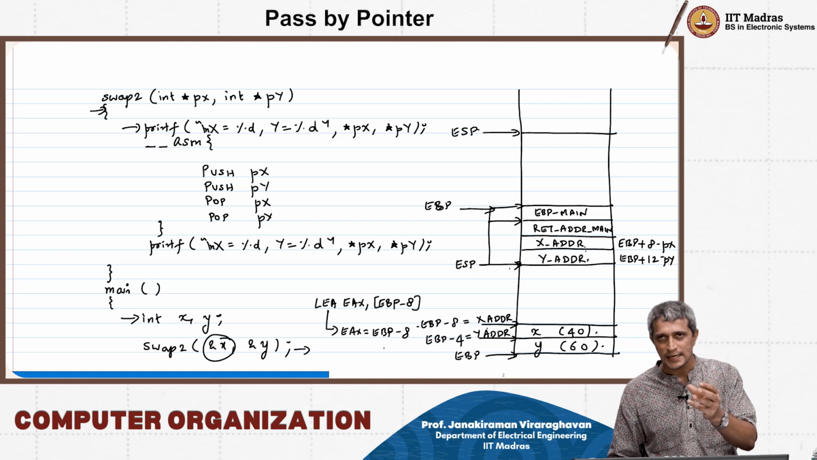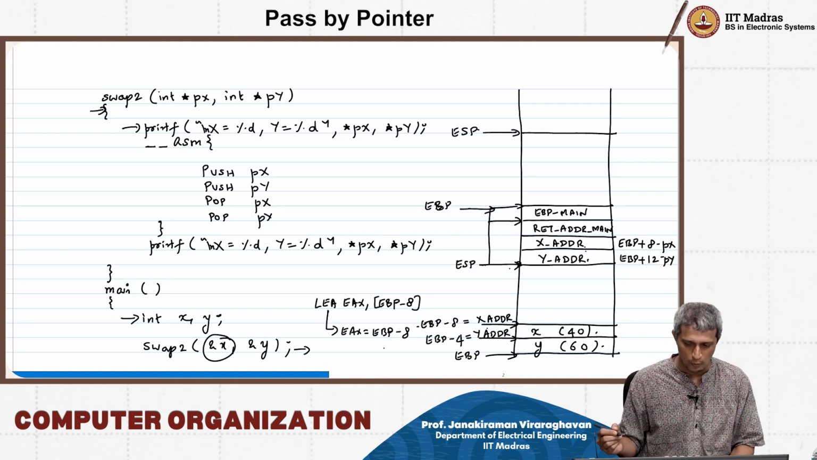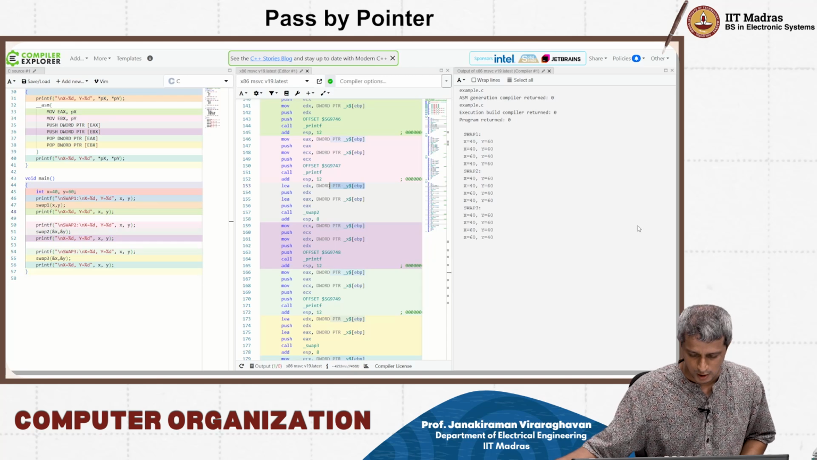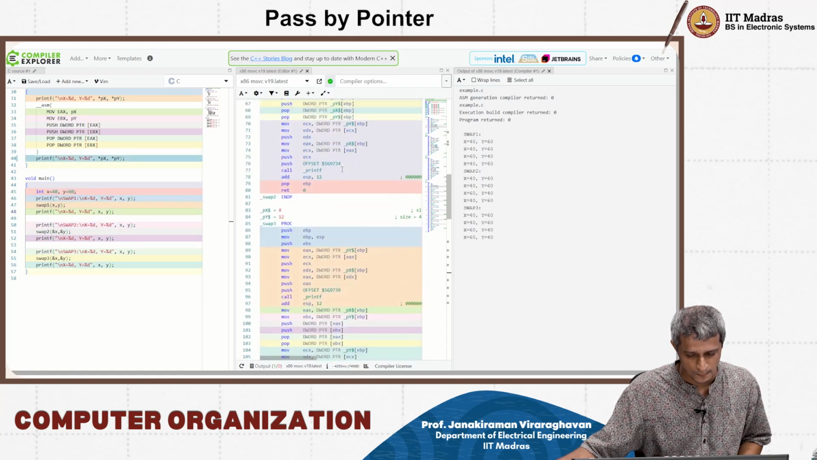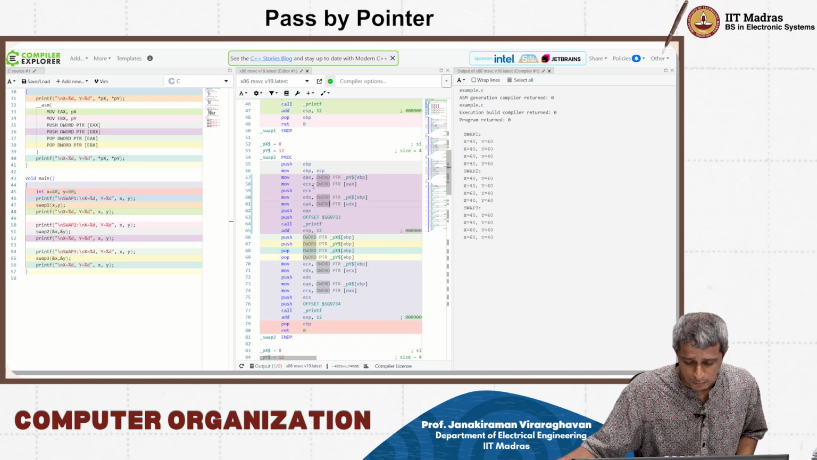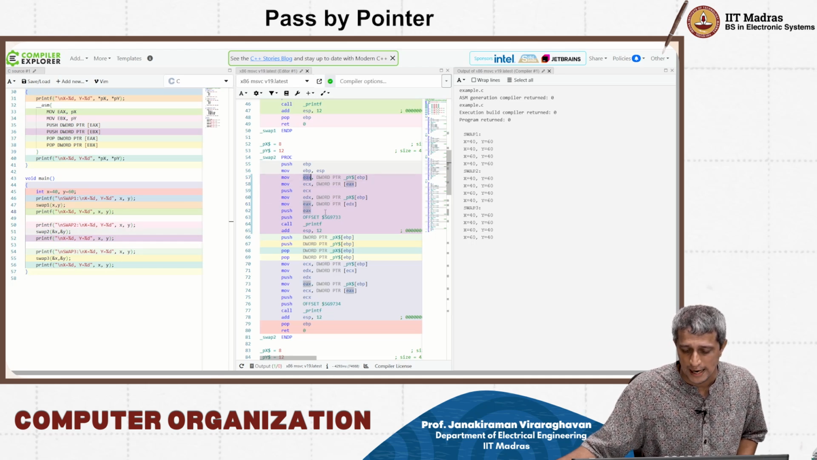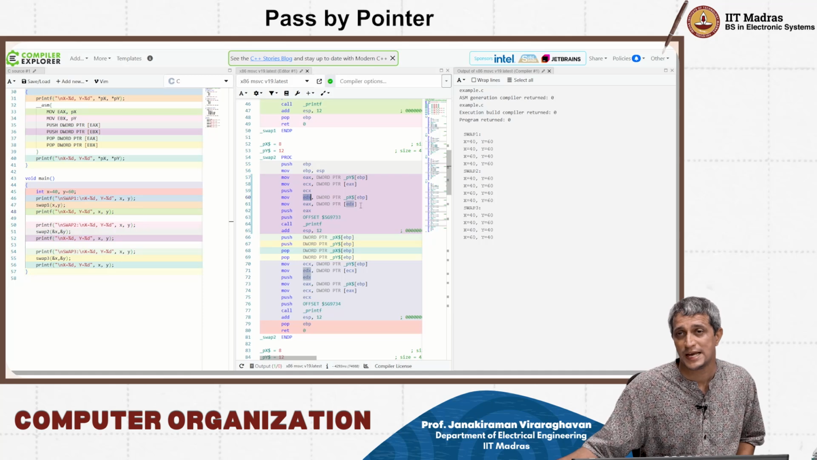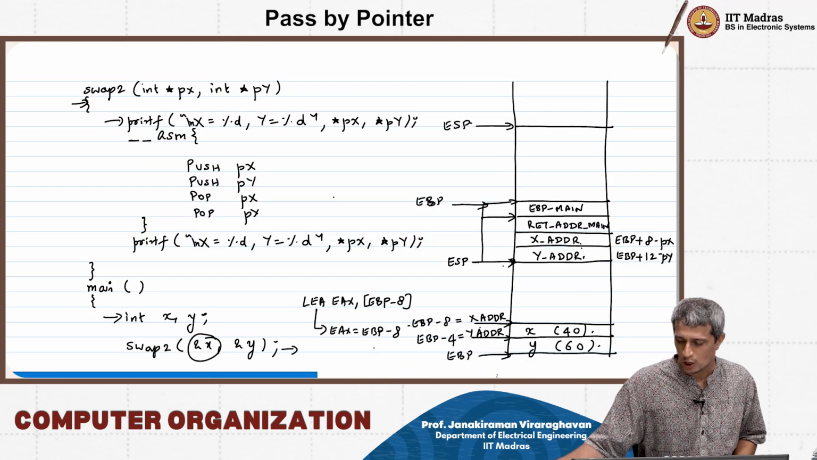So when you do *px, you go back and see the printf call inside the swap function. Inside the swap function, what are you going to do here? Look at this: move EAX, EBP plus this PY into EAX, and then the contents pointed to by EAX will be moved into ECX and then pushed onto the stack. Likewise you are doing something similar for the x value, *px, and then you are going to call the printf.